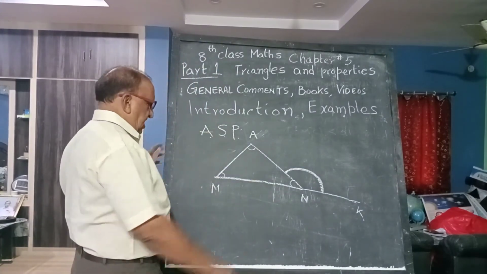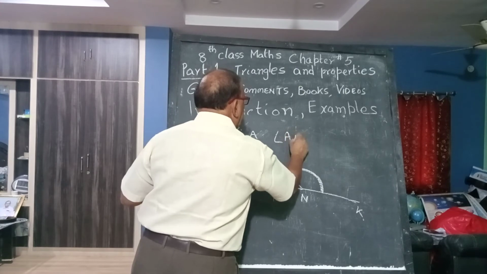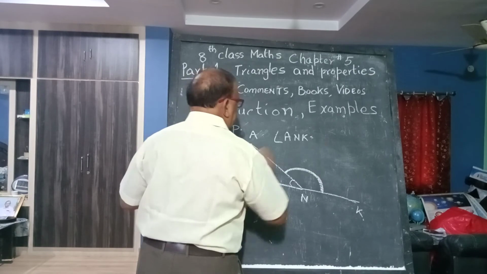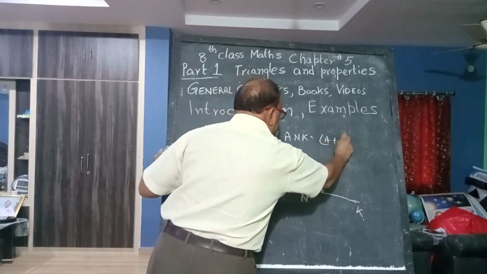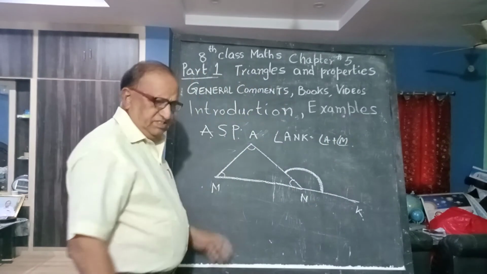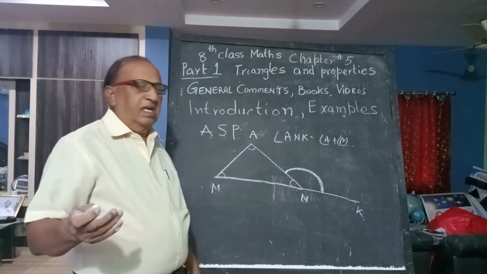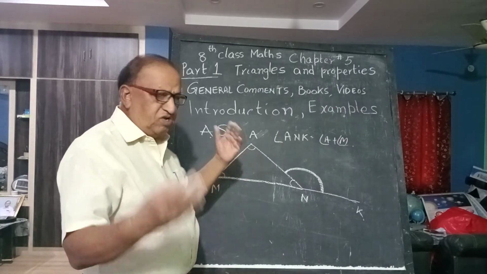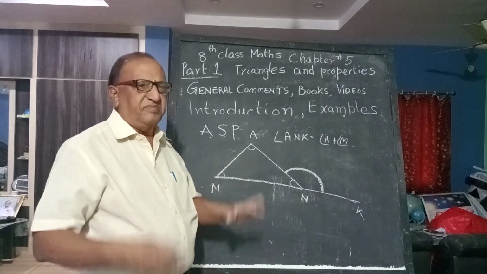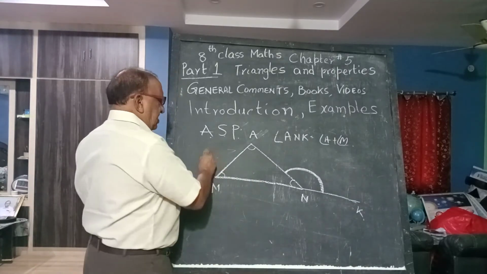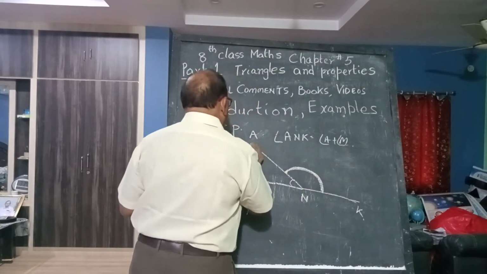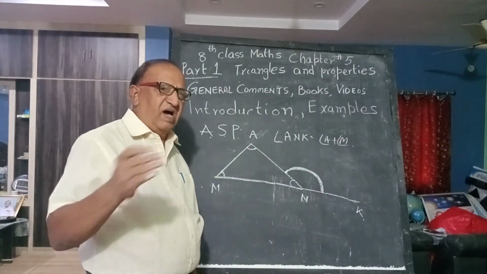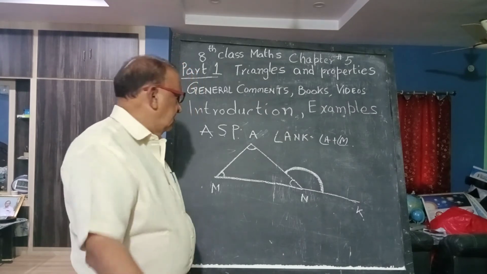The property here is that this angle ANK is equal to angle A plus angle M. So the rule here is that the exterior angle to a particular angle is equal to the sum of the interior angles. That is the formula here. So this exterior angle is equal to the sum of these two interior angles. That is the last property in your syllabus in this lesson.